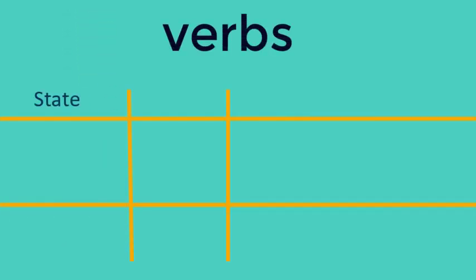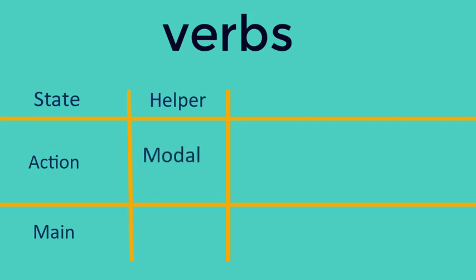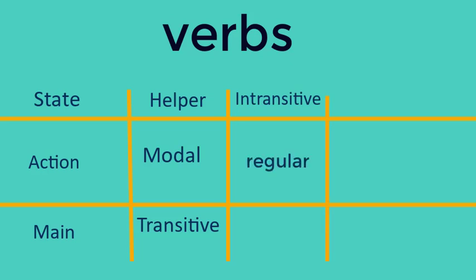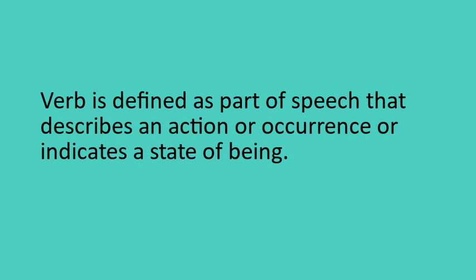Our lesson for today is verbs: state verbs, action verbs, main verbs, helper or auxiliary verbs, modal verbs, transitive verbs, intransitive verbs, regular verbs, irregular verbs, linking verbs, finite verbs, and non-finite verbs. A verb is defined as a part of speech that describes an action or occurrence or indicates a state of being.